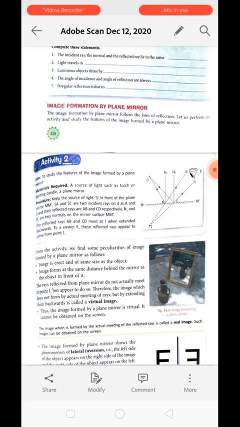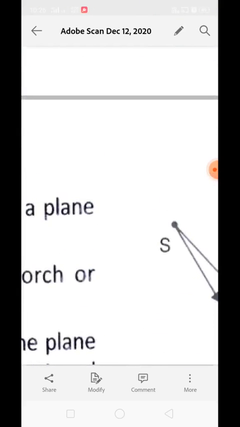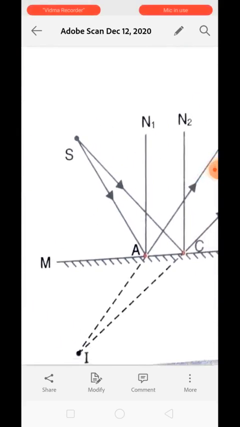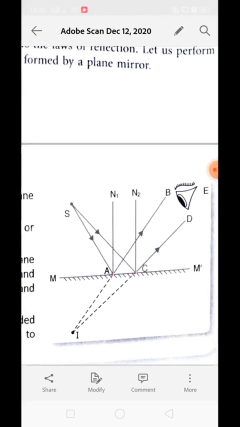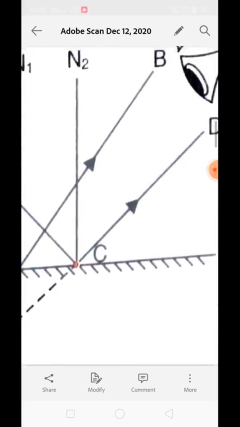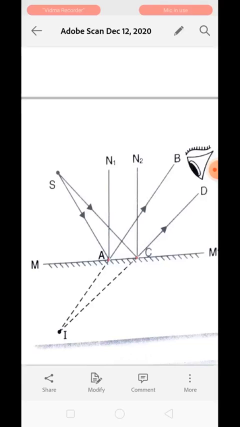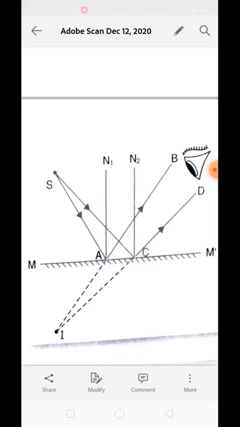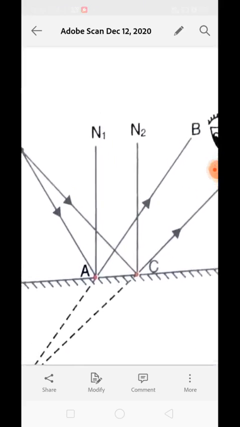First, we will keep a source of light, termed S, in front of the mirror. The mirror is named M and M dash. You can see the mirror is M and M dash over here. Now we will consider two light rays falling from the source of light on the mirror. As we know, if S is a source of light, it may have multiple rays, but we cannot form an image by considering all of them. So we are going to consider only two rays which are coming from the source of light and falling on the mirror surface.